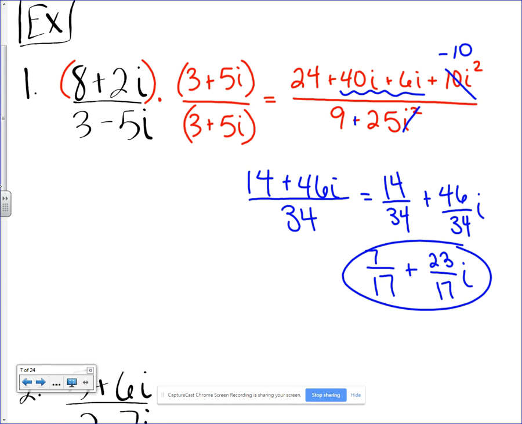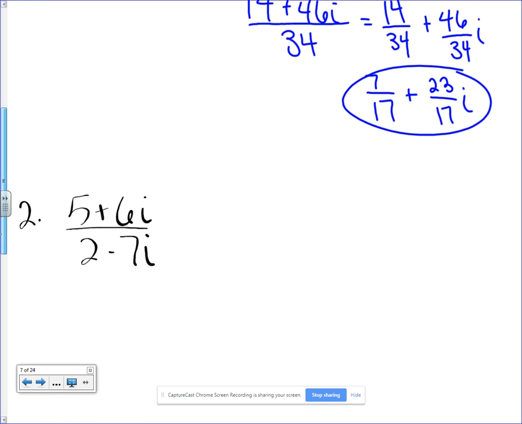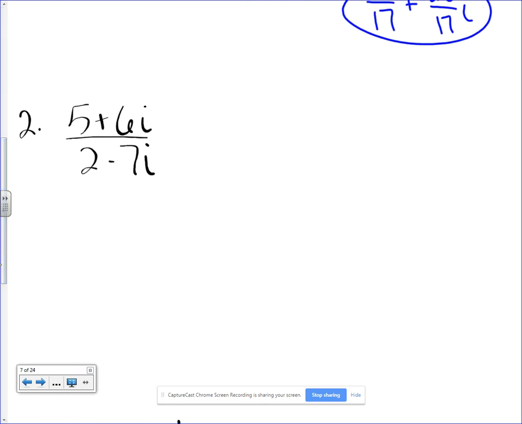Not too bad. Just got to make sure you don't make one little minus mistake and then the whole thing's wrong. Okay, let's try another one. Why don't you try it? Multiply by the conjugate and see how it goes.